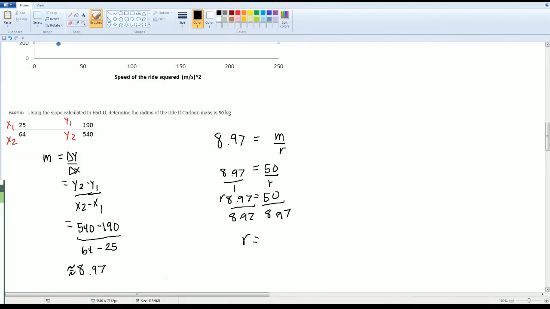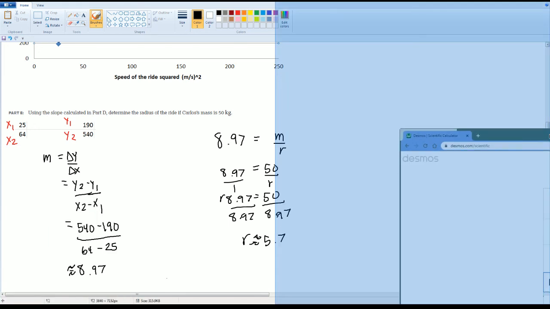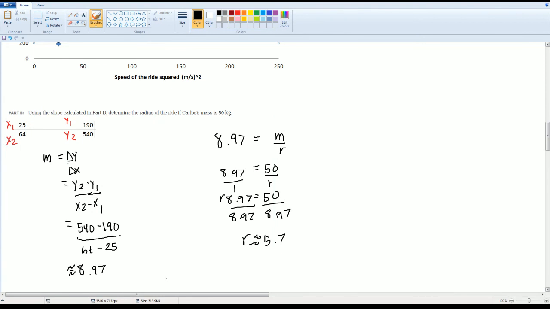The answer is 5.57. So it's roughly... again, you can't do an equal sign. You have to write roughly, because I approximated it. So it's roughly 5.57, or if you want to round, this can be 6 meters, right? Just make sure you understand the units are correct here. Okay, meters. All right, so there you go. That is the radius of the ride.